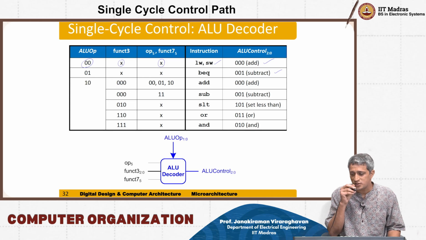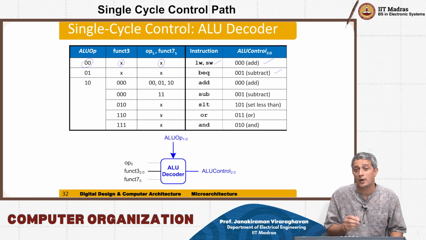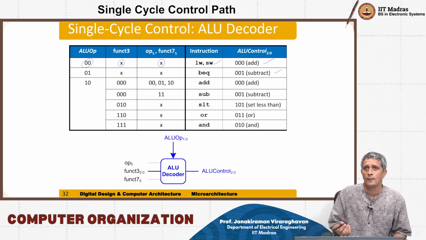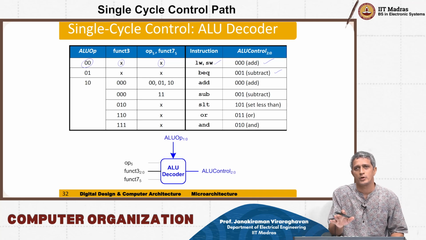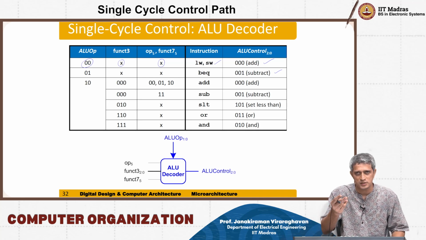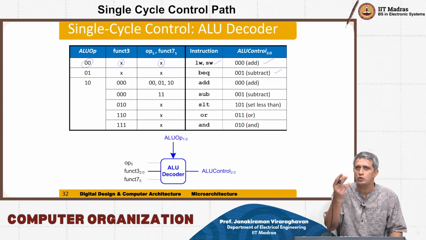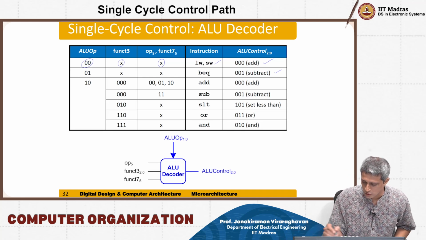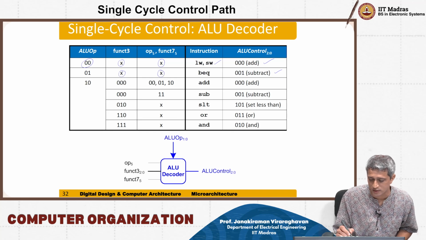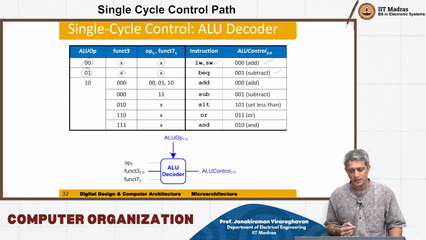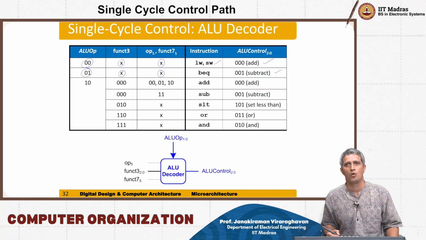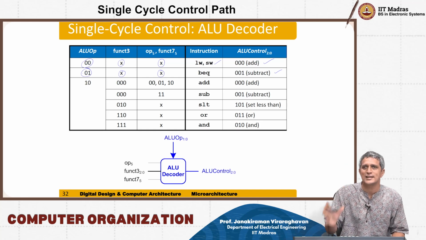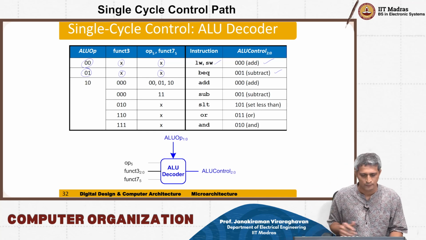Now for a branch if equal, what are you going to do? Branch if equal, by default, is a subtract operation, because you are subtracting two registers. Depending on whether they are equal or not, you are doing some branching if necessary. So therefore this also doesn't matter. If ALU op is 0 1, then the operation has to be a subtract, nothing else.